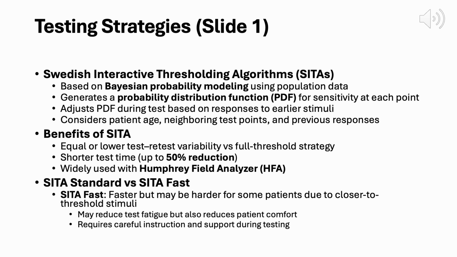Now comparing SITA Standard to SITA Fast. SITA Fast is quicker, but the trade-off is that it presents stimuli closer to the threshold. This might reduce test fatigue, but can be more difficult for the patient and less comfortable overall. Because of this, careful instruction and coaching during the test is essential to avoid reliability issues.